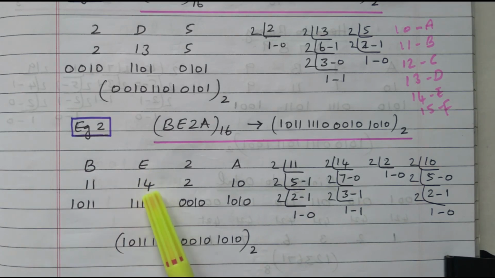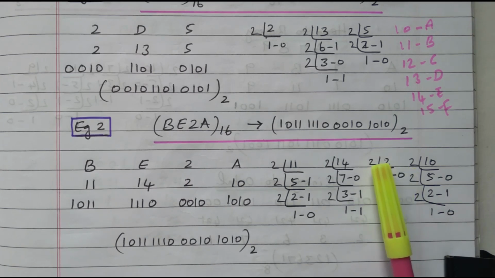Now we'll take E. E is 14. 14 divided by 2 is 7, balance is 0. 7 divided by 2 goes 3 times, balance 1. 3 divided by 2, 1 time, balance 1. So 1110. Right? 1110. So already 4 digits are available. So no problem. Then convert this 2 into binary.